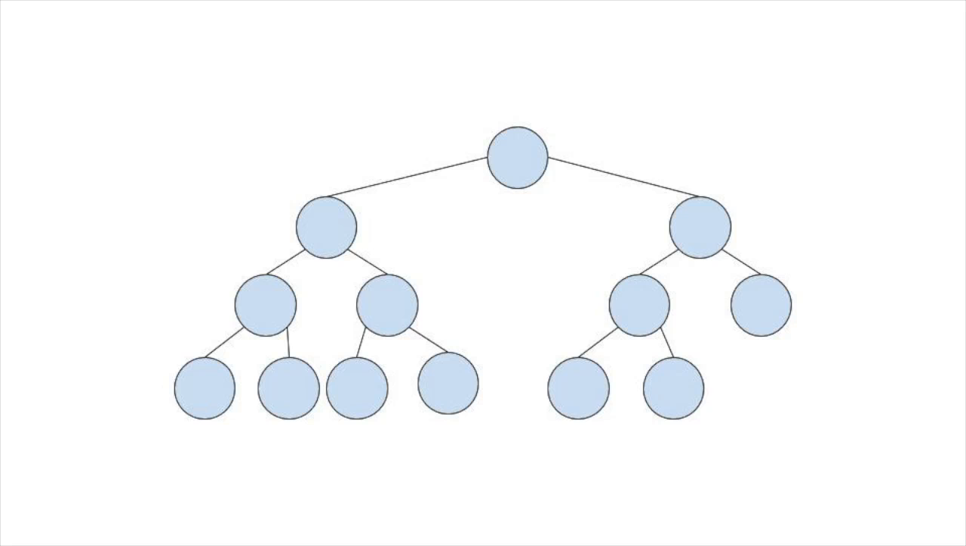There are 2 kinds of heaps, max heaps and min heaps. In a max heap, a parent's value is greater than either of its children. In a min heap, a parent's value is less than either of its children. We call this the heap property. For illustration, we'll use a max heap.